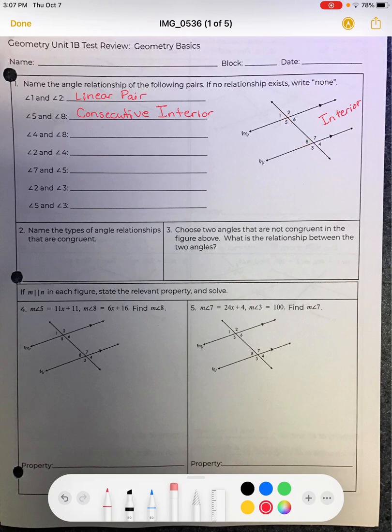Okay, let's look at the next one. We have 4 and 8. So 4 and 8, you'll notice they're not touching both vertical lines at all. They're right next to each other. They share a vertex. They're diagonal from each other. That's called vertical angles.